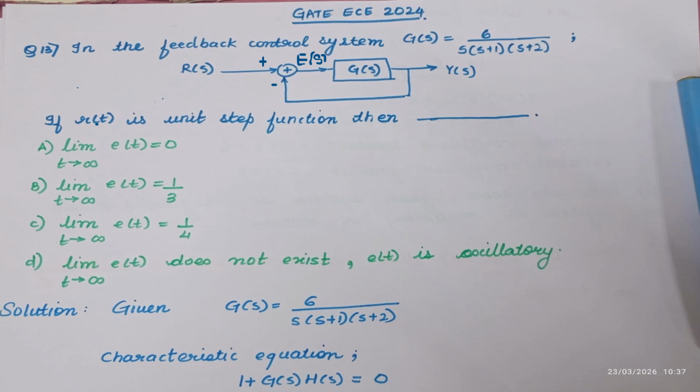Now if you look back at the question and the options given below, the other options A, B and C all say that as time tends to infinity, the value of e(t) takes a value 0 or 1 by 3 or 1 by 4, which indicates that the system is stable in nature. When the system tends to take a definite value at the end of time, it means that the system is stable in nature.